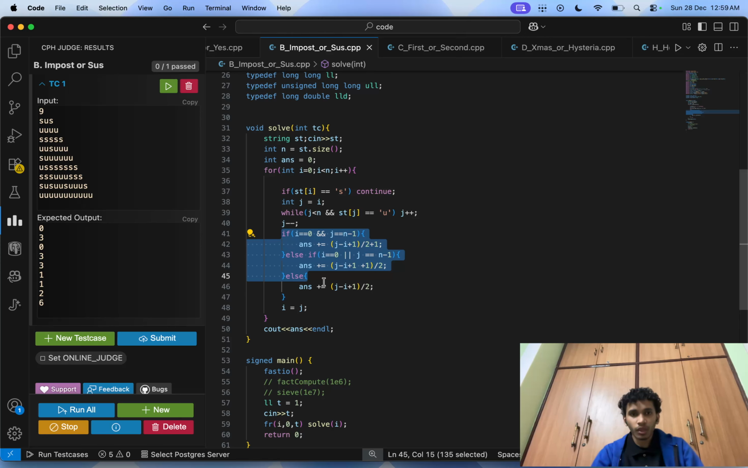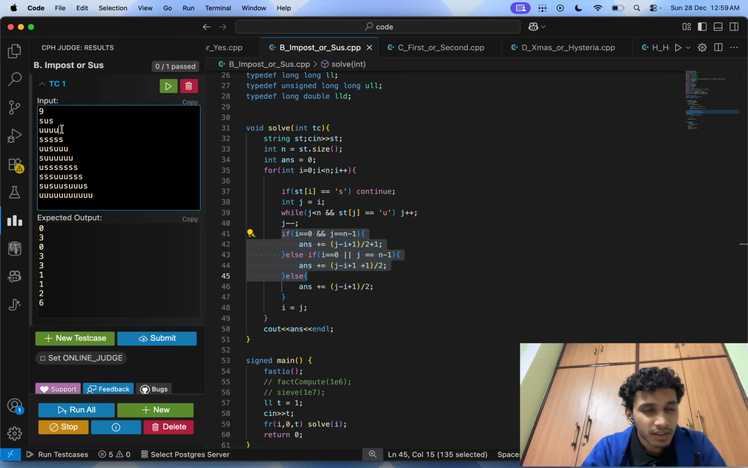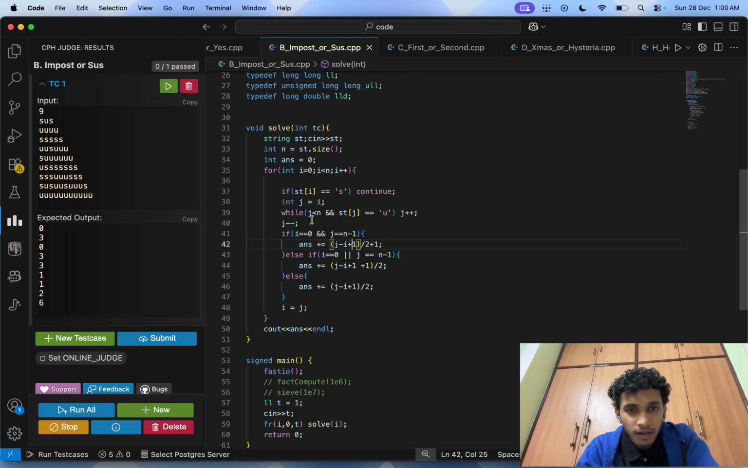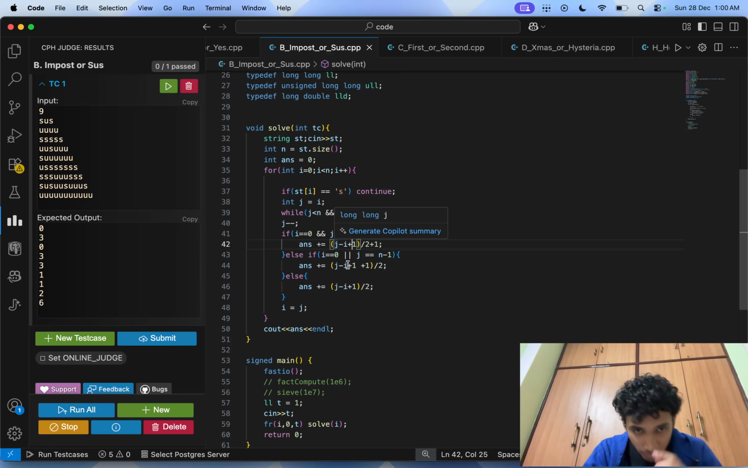Now, if i is equal to 0 and j is equal to n minus 1, that is the case where the whole string consists of only U's. What was the formula? n by 2 plus 1, or ceil of n by 2. So what is n? It is the length. How is the length found? It is found using j minus i plus 1, the total number of elements in the current substring.